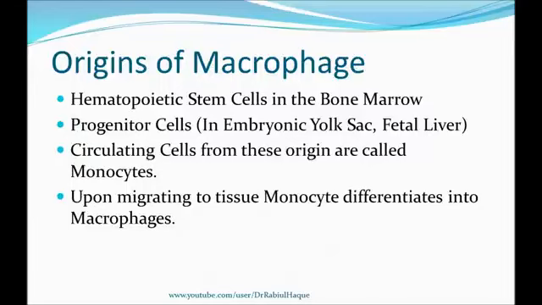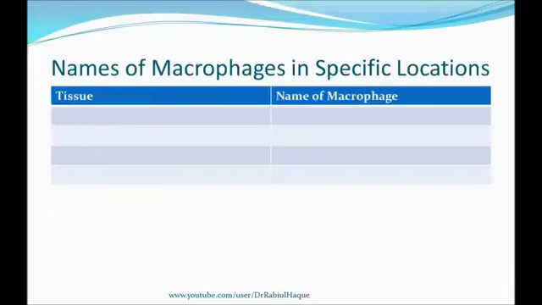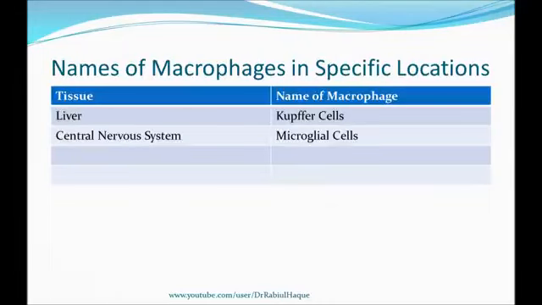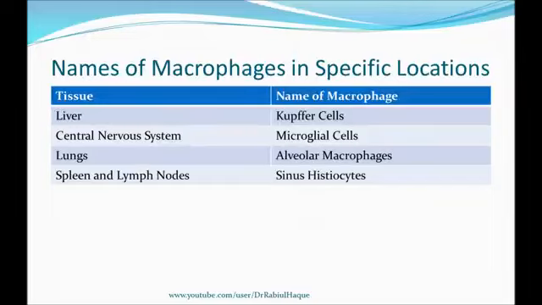Macrophages are scattered in most of the connective tissue. However, in some specific locations, they are also given specific names. For example, the macrophages found in the liver are called Kupffer cells. Macrophages found in the central nervous system are called microglial cells. Similarly, macrophages in the lungs are called alveolar macrophages, and macrophages found in the spleen and lymph node are called sinus histiocytes.